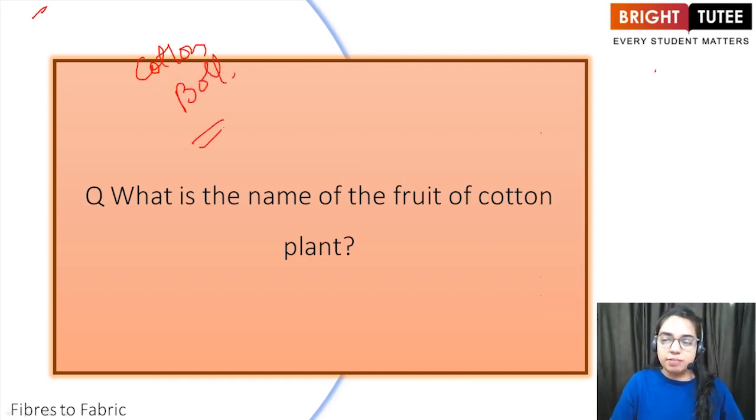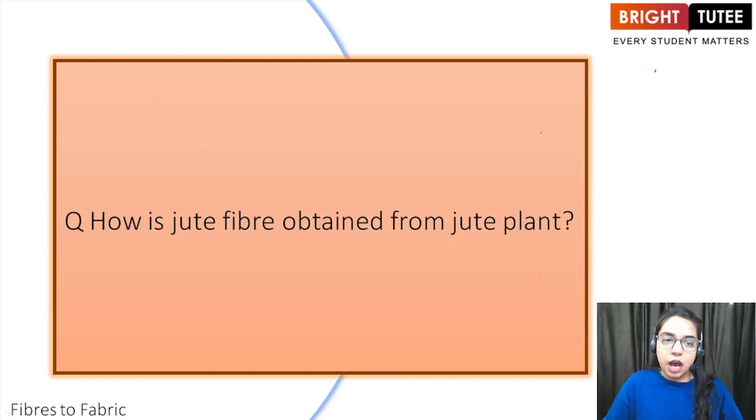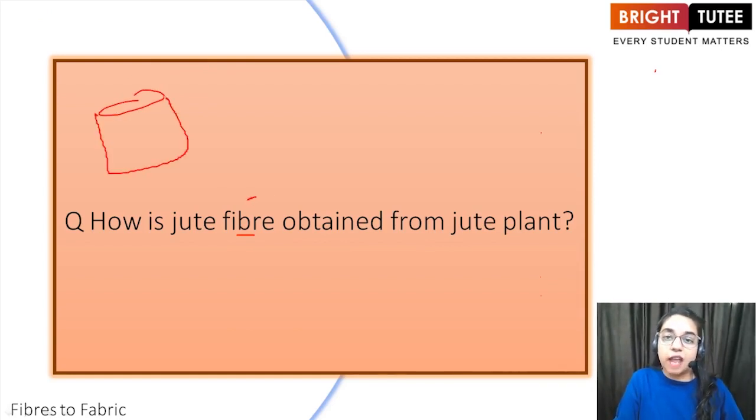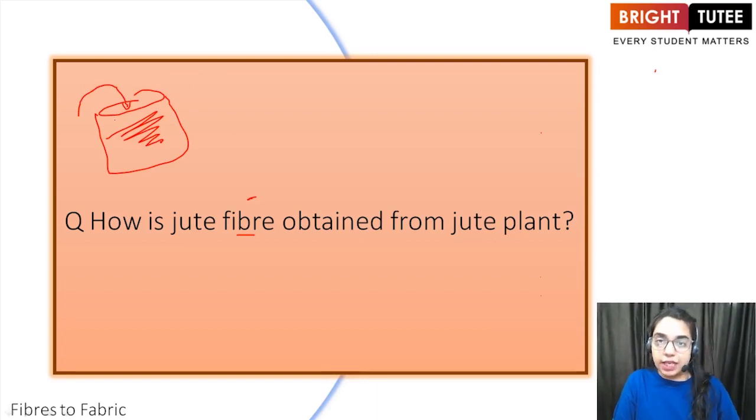Okay, so let's move to the next question, which is how is jute fiber obtained from jute plant? So children, the stem of jute is kept immersed in water. What we do is we usually take large containers, and in these containers we take water and we put the stem of the jute plants for 5-6 days, and after some days you will observe that these stems start to rot. And after rotting, children, we can easily separate the jute fibers from the stem of the jute plant.